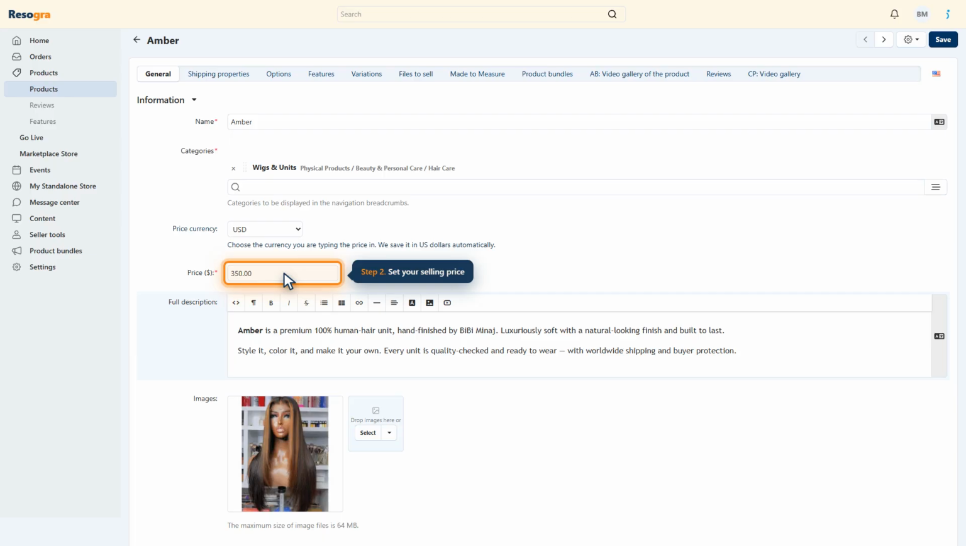Here is your selling price. This one number has to do 3 jobs at once. It has to cover what the product costs you, cover the small platform fee, and cover shipping, and still leave you a profit. To set it well, you first need to know exactly what you take home from each order.